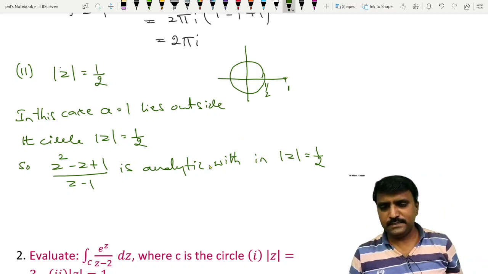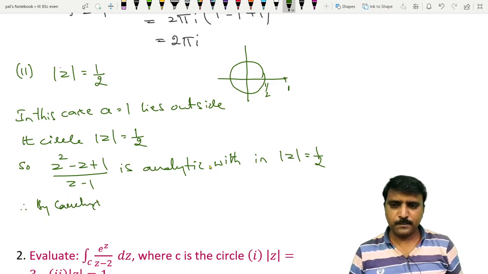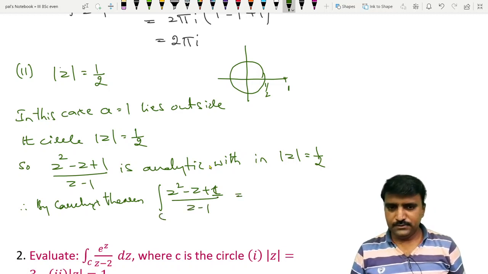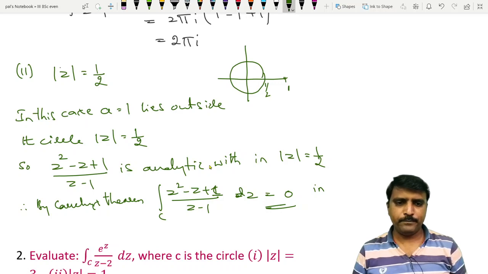Therefore, by Cauchy's theorem, the integration of (z² − z + 1)/(z − 1) over C, dz, is equal to 0 on the curve |z| = 1/2.